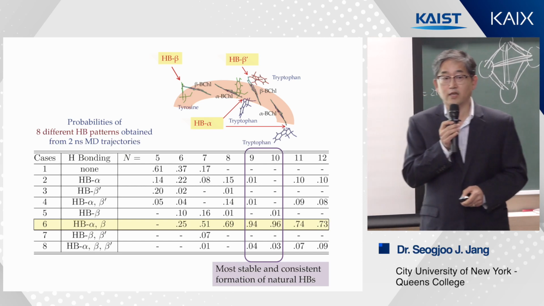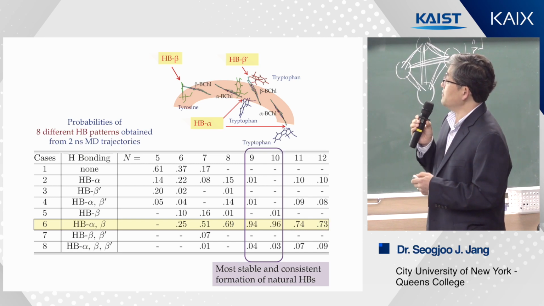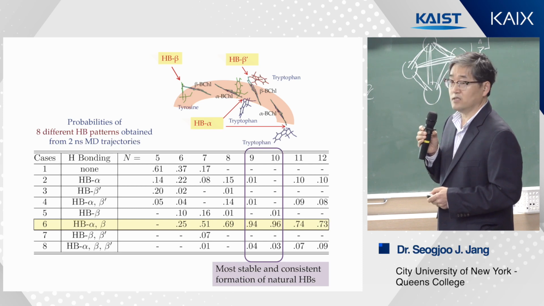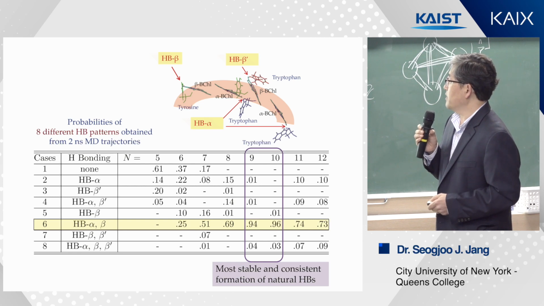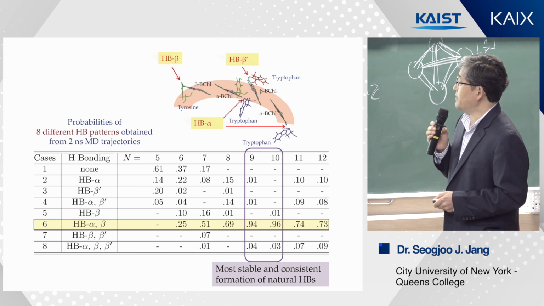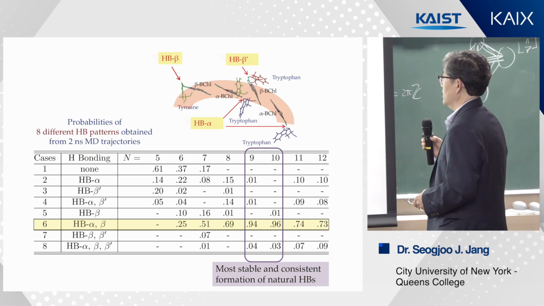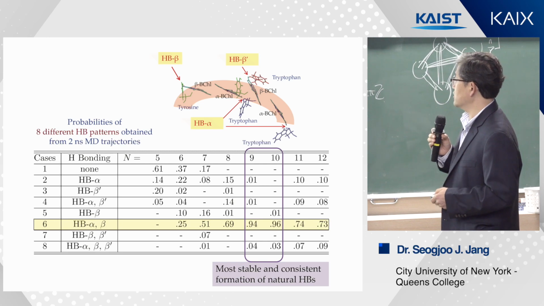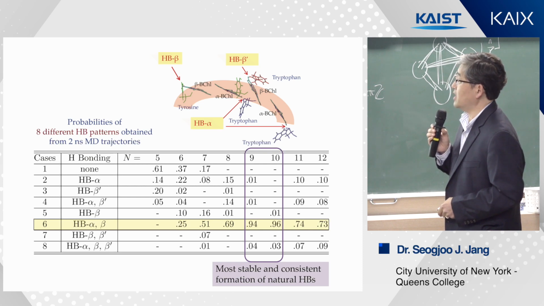What was interesting at the time was that there are all kinds of different types of hydrogen bonding. First of all, it's possible that none has any hydrogen bonding, or only a few. But for the natural ones, like the 9-fold one, the alpha-beta hydrogen bonding is dominant. As you can see, the 9-fold and 10-fold symmetry LH2 complexes are the most stable ones, and they form consistent natural hydrogen bondings.